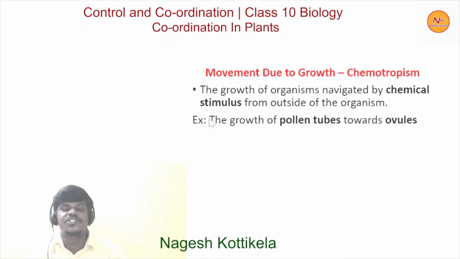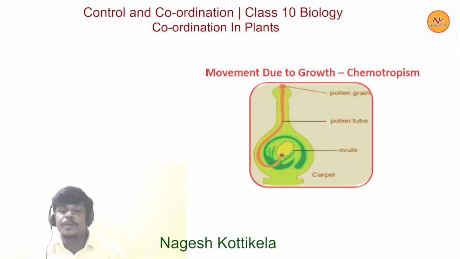And the best example is the growth of the pollen tube towards ovules. This is an example of chemotropism. In this picture, you will find the growth of the pollen tube towards the ovule. You can see this is the structure of the gynoecium, or you can say carpel or pistil. This is stigma, style, ovary. Inside the ovary, ovules are present. Now, this is a pollen grain.